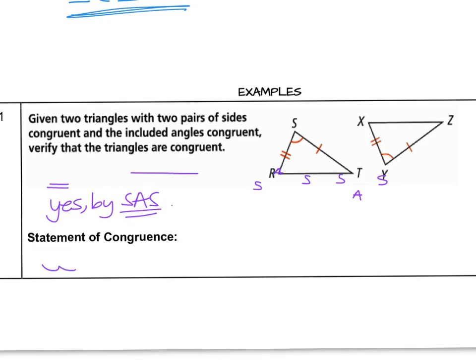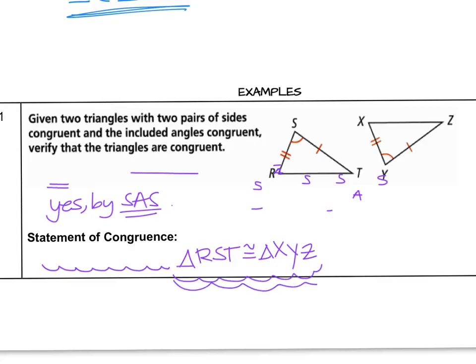To write a statement of congruence, we're just going to use the triangles instead of sides and angles. That means we're going to write a triangle symbol, and then I'm just going to go RST, kind of keeping an alphabetical order. Triangle RST, all the parts would match up. R would match with X. S is upside down matching with Y. And then T would match with Z. That's our statement of congruence. Pretty simple to write that out.